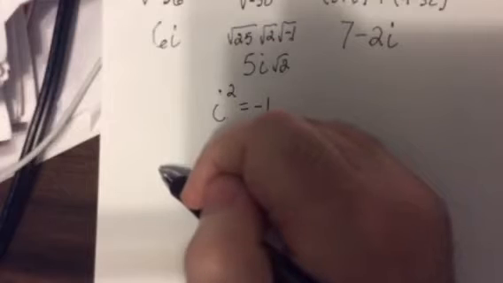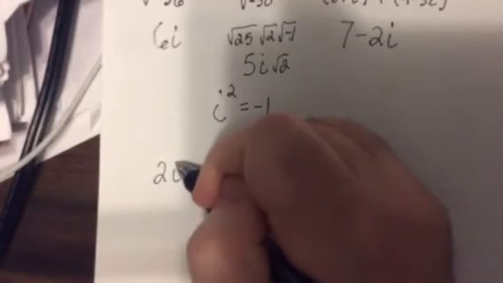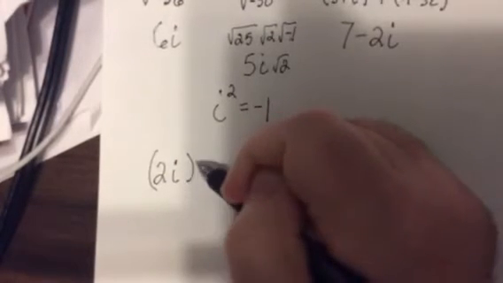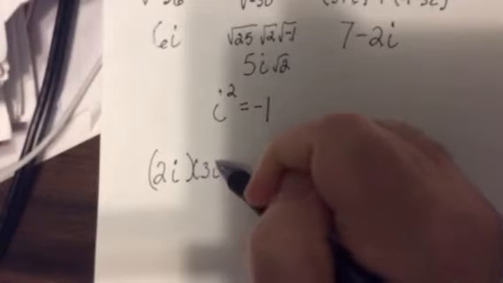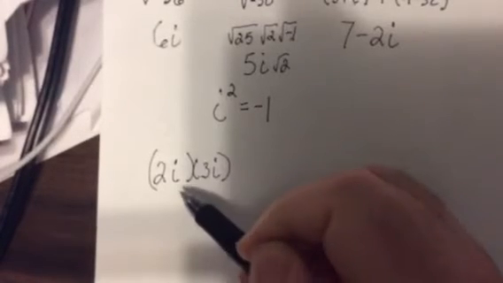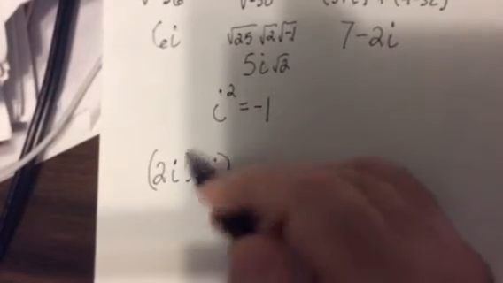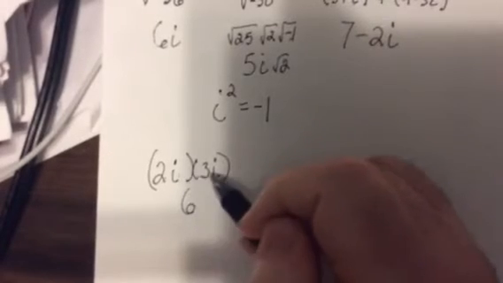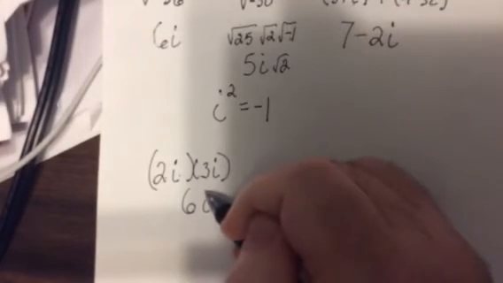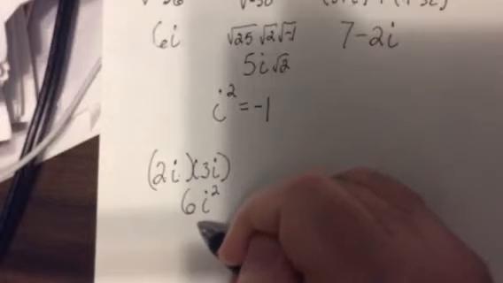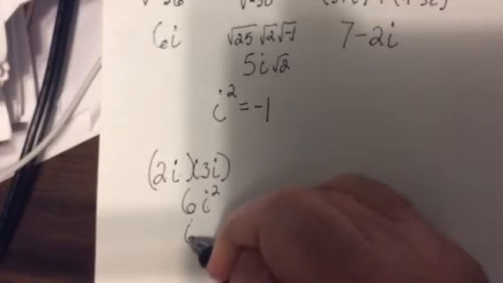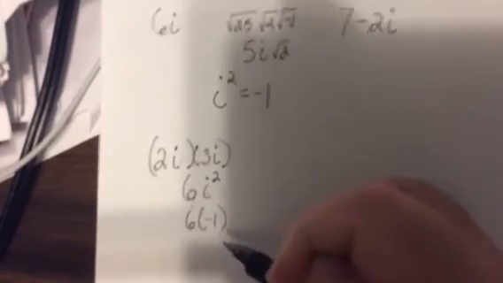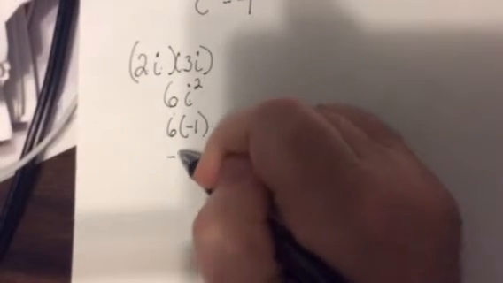So if I have 2I and I want to multiply it to 3I, you would say, hey, 2 times 3 is 6. I times I is I squared. Oh, but wait a minute, I squared is -1, so it's 6 times -1, which is -6.